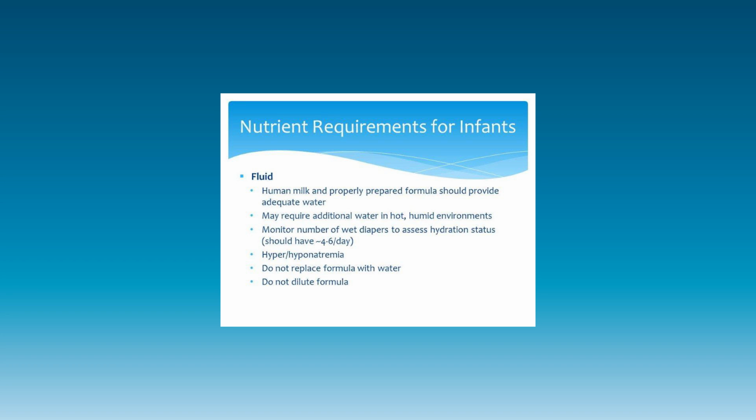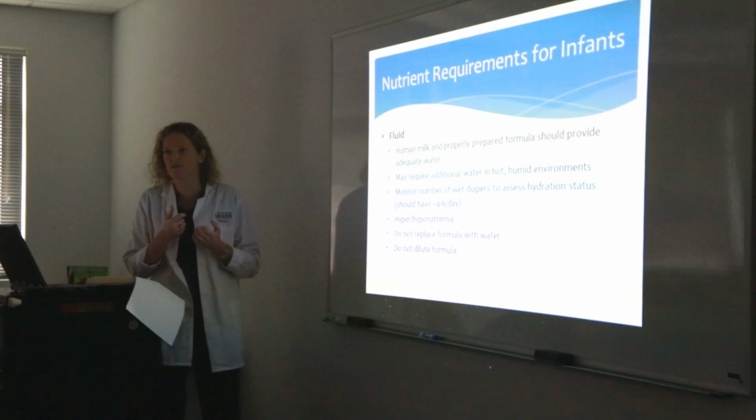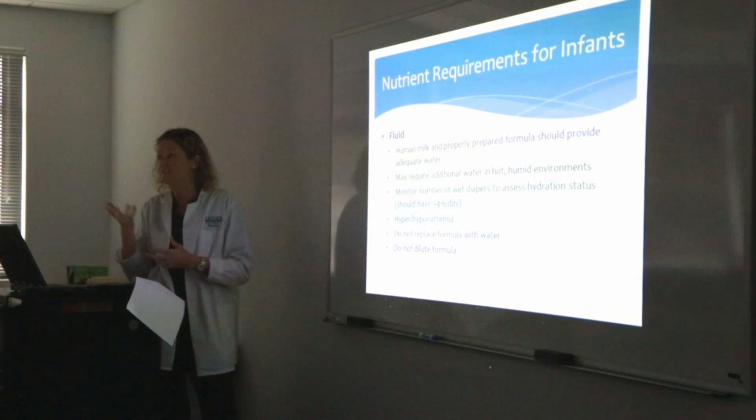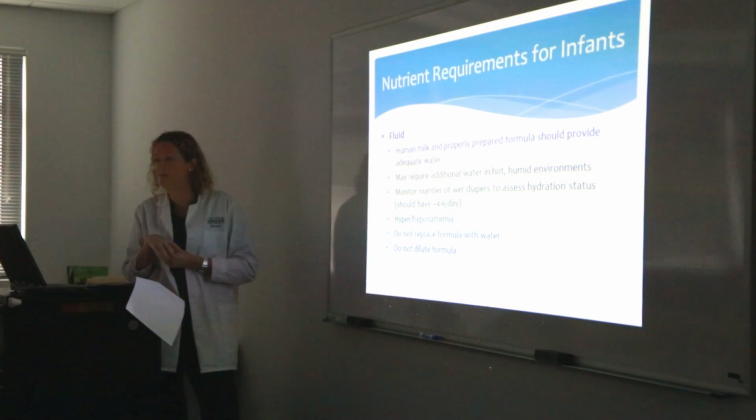They may need extra water. You know, we live in a very hot, humid climate in Florida. We drink extra water in the summer when it's 90 degrees out. They need extra water when it's hot and humid out. To assess hydration status, you can look at their number of wet diapers. It should be around 4 to 6 a day. Could be more. You want to look at their sodium levels. If they're dehydrated, they could be hypernatremic. If they have water intoxication or they're overhydrated, they could be hyponatremic.